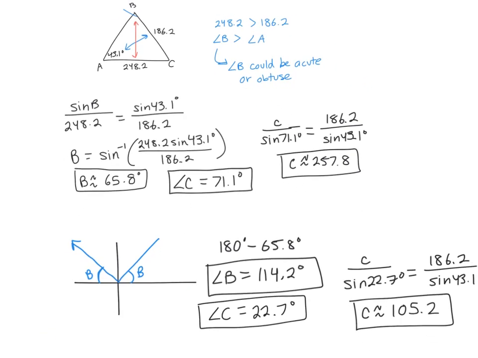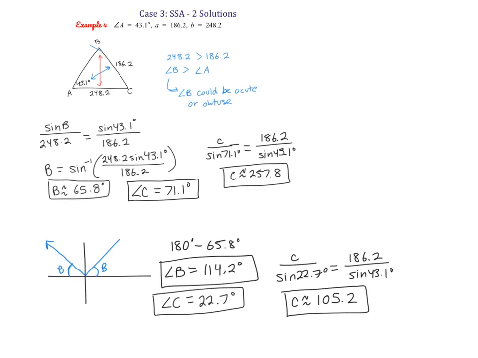So we got 65.8. And then we know that there's also a possible answer in quadrant 2. So we actually use 65.8 as a reference angle to find that other angle. So those are 2 possibilities for angle B, which gave us 2 different possibilities for angle C, which gave us 2 different possibilities for side C. But it's important to note that these all go together and these all go together. They would be 2 completely different triangles.